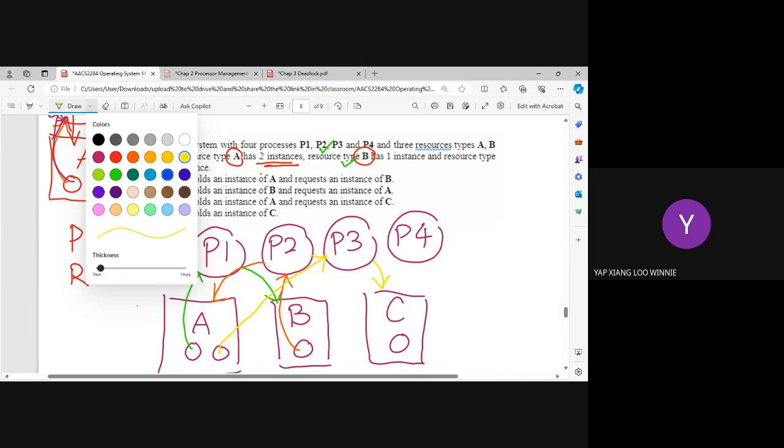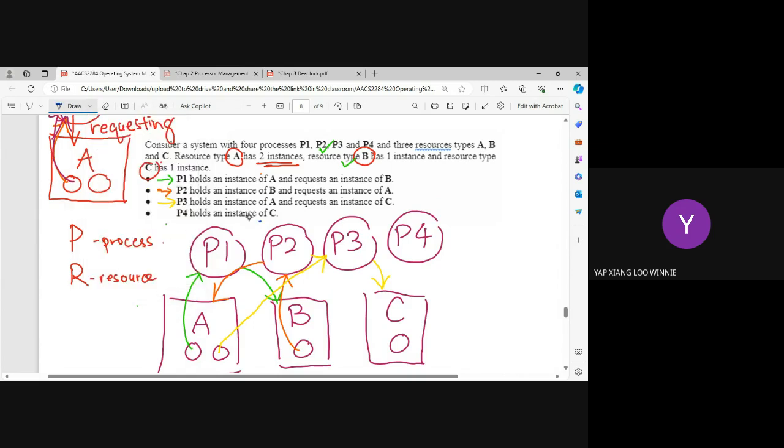And the last one, P4, simple and so direct. So I put it blue. Okay, so the last one, P4 holds an instance of C, which means C is currently held by P4. Okay, this one you finish already. Make sure you draw it right. You better check one more time or 2 more times and so on. But make sure you have enough time as well, because this one done already and you are good to go.